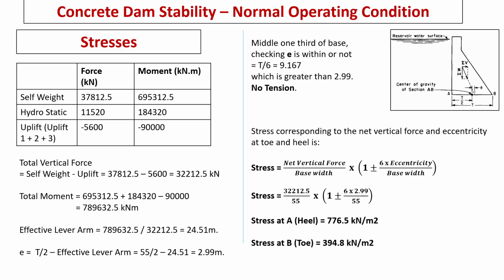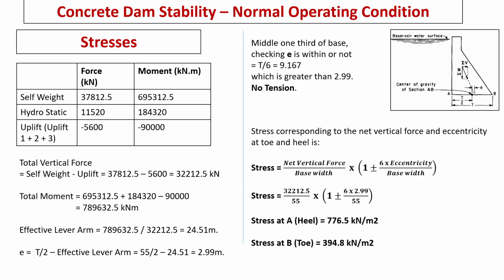This is again similar to the calculations we have done for construction condition. First we have to work out net vertical forces. Uplift is acting upwards, which reduces the self-weight. Hydrostatic force is not added in this as it acts in the horizontal direction. Whereas, moments all are added as per direction. Self-weight and hydrostatic act in clockwise direction about heel point A, uplift acts in anti-clockwise direction. So the total moment is the sum of self-weight moment and hydrostatic moment and deduction of uplift moment.